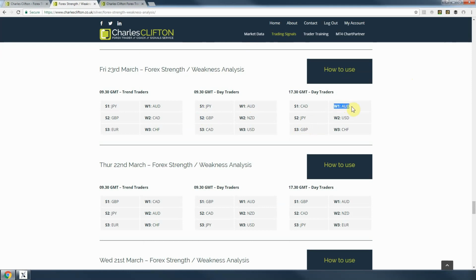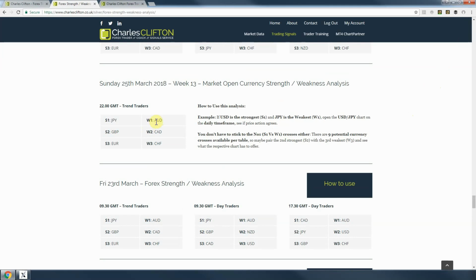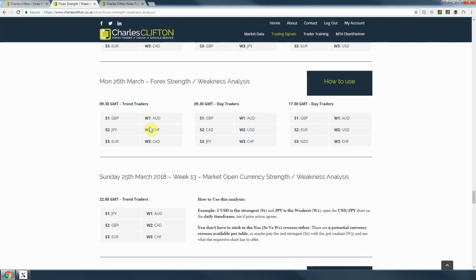Pound Oz. Okay, they are still showing on these tables. As long as they show on all three of these tables, stay in the market. Flow with the market. Sunday, pound Oz, good confirmation. So on Sunday open, I'm happy to stay in that particular trade. We're coming into Monday now.